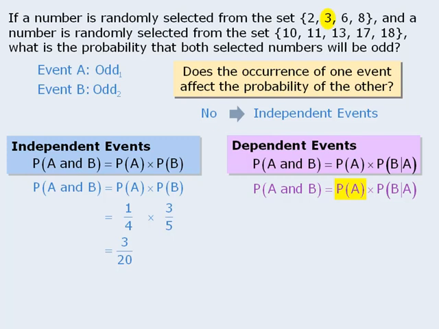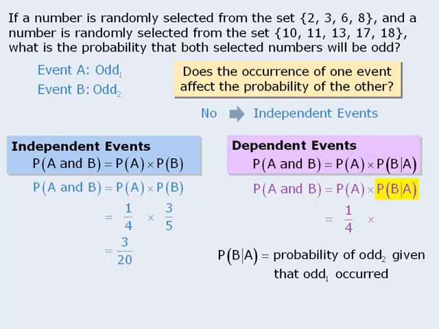Since one of the 4 numbers in the first set is odd, the probability of event A is 1/4. Now we need to find the probability of event B given that event A has occurred. In other words, we want to find the probability that the number selected from the second set is odd given that the number selected from the first set is odd. Now we already saw that the outcome from selecting a number from the first set has no effect on selecting a number from the second set.